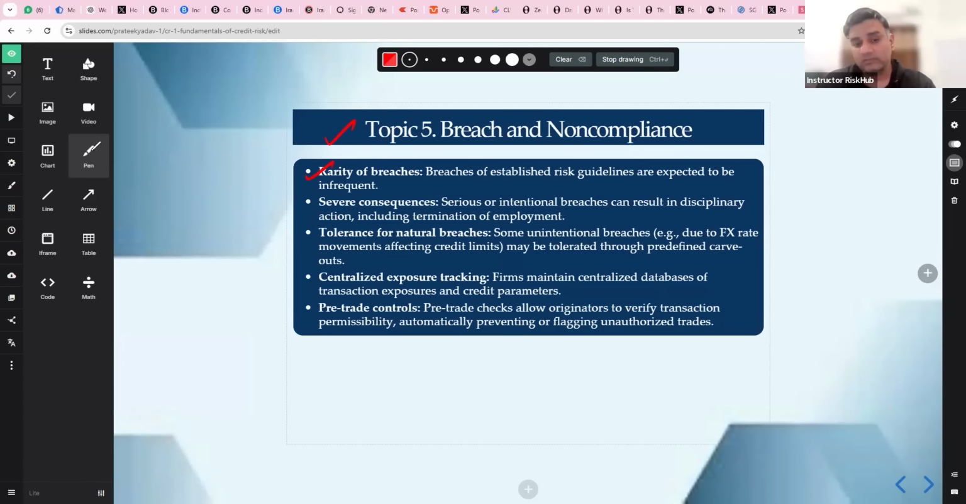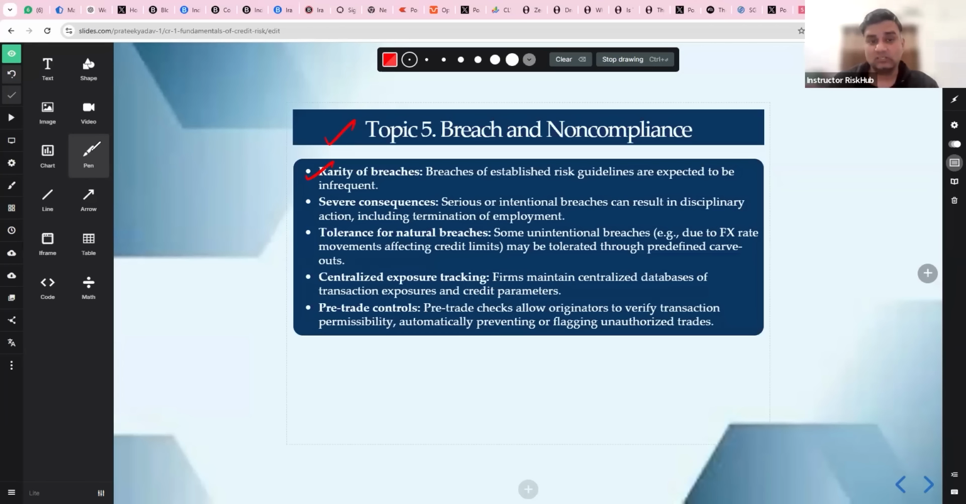When you look at the rarity of breaches, if policies are designed properly, breaches should be rare, limits should be realistic, and controls should work pre-trade. If breaches happen daily, either limits are badly set, or monitoring is weak, or culture is poor. This connects to your risk appetite framework, limit calibration, and operational control testing.